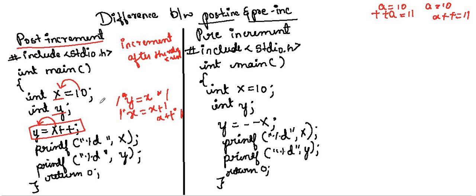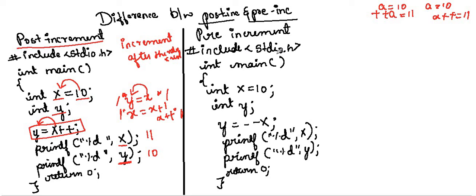I'm just repeating once more. First you copy the x value to y, and then you update it by 1. So what will the x value be now? You are updating the x value: 10 plus 1, 11. Here 11 will be printed. And what is the y value now? x was copied to y, and the x value then was 10, so 10 will be printed. I hope the post-increment is clear.